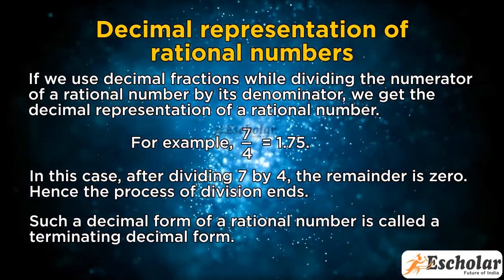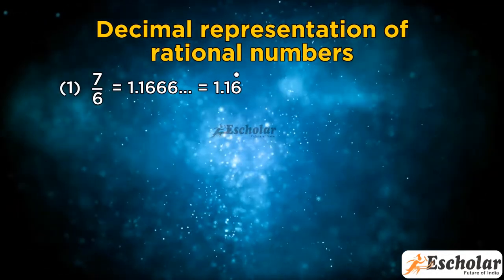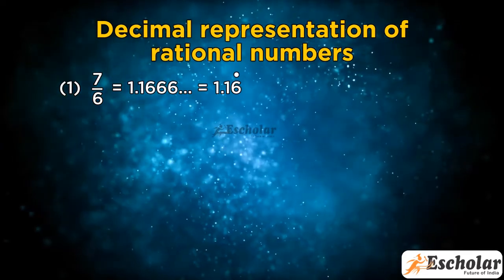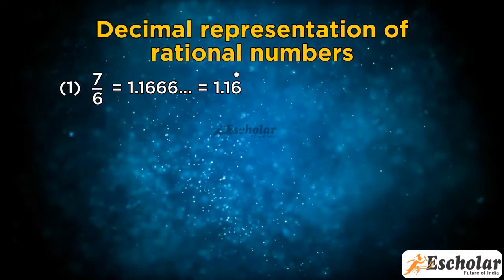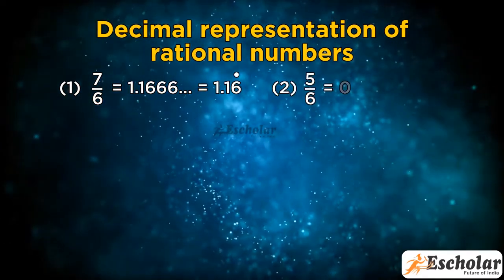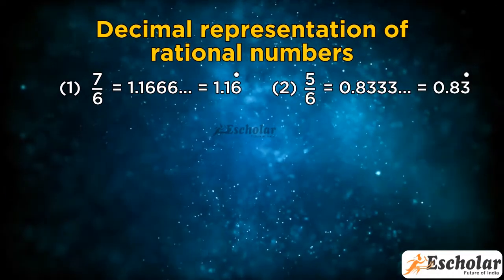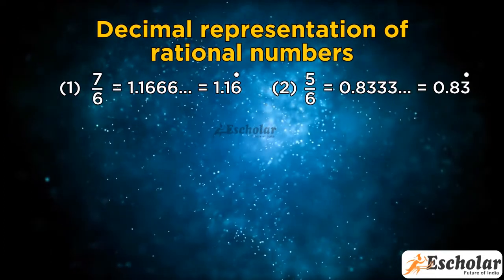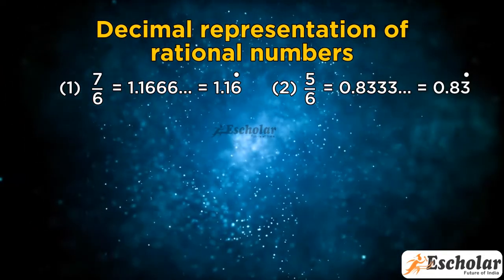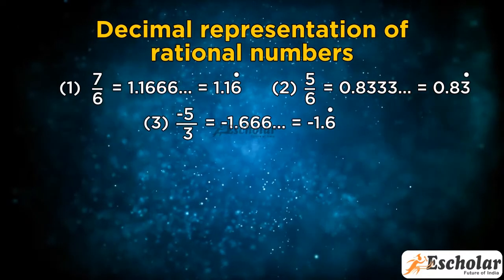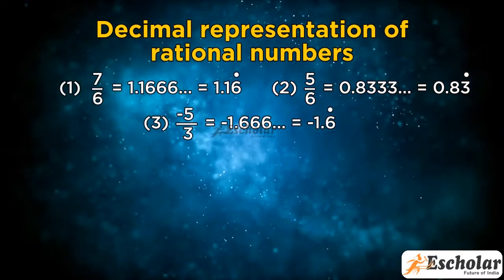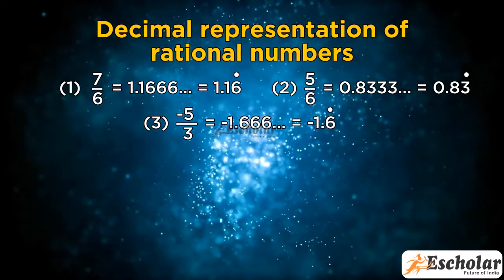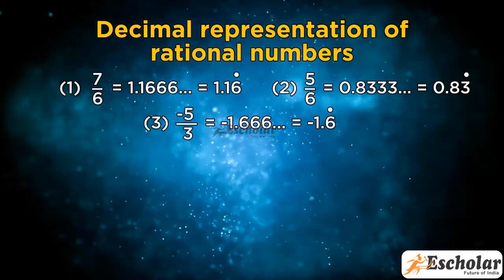For example, first, 7 upon 6 is equal to 1.1666, which is equal to 1.16 recurring. Second, 5 upon 6 is equal to 0.8333, which is equal to 0.83 recurring. Third, minus 5 upon 3 is equal to minus 1.666, which is equal to minus 1.6 recurring.